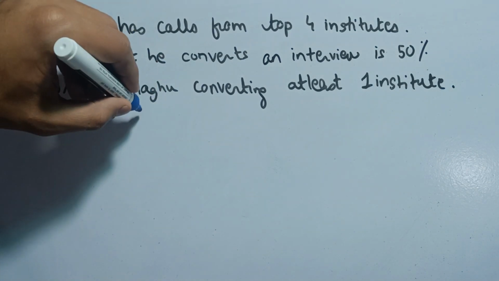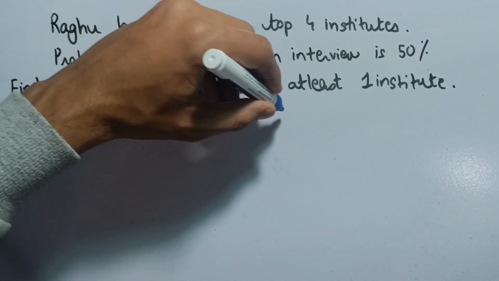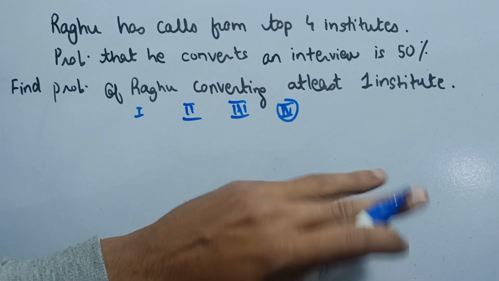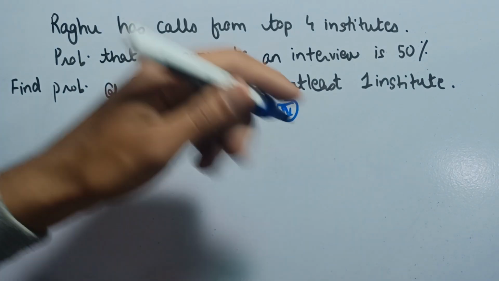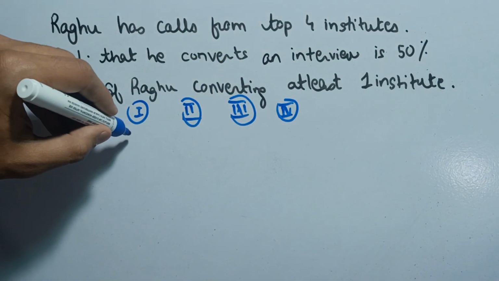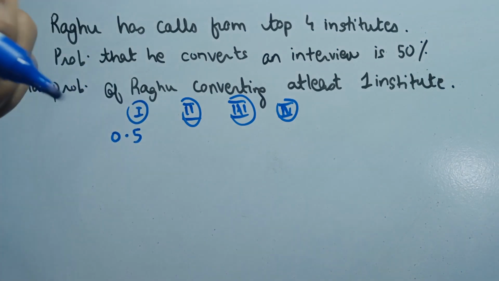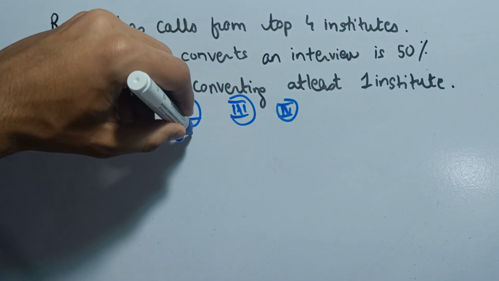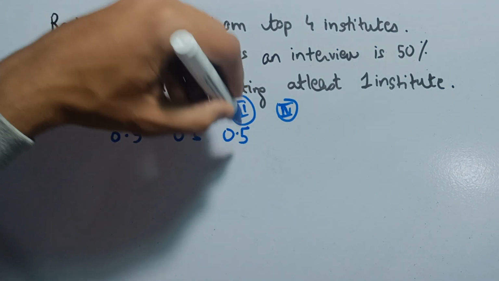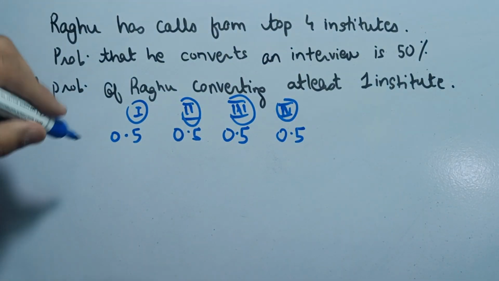Let the 4 institutes be the first, second, third, and the fourth institute. Now the probability that he converts in an interview is 50%. So the probability that he doesn't convert in an interview would be 50% again. So the probability that Raghu will not convert in this one would be 0.5. The probability that Raghu would not convert in this interview too would be 0.5, and again 0.5 for this interview, and 0.5 for this interview as well.